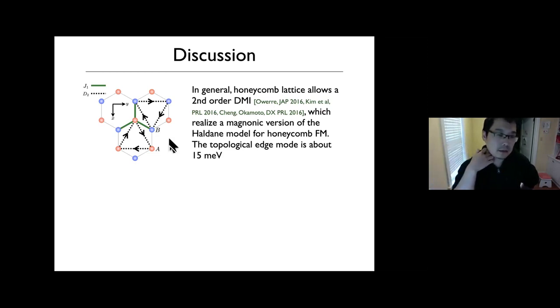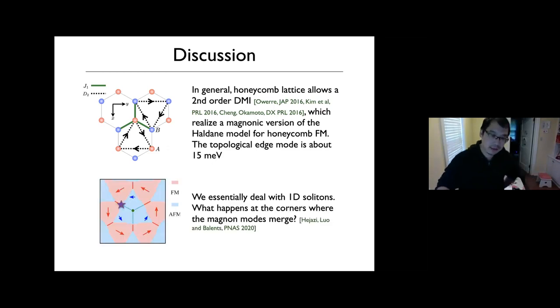Therefore, in this Moiré magnet, between the FM and AFM regions, there should also be a topological edge mode. But one thing I want to point out is that this topological edge mode obviously lives between the acoustic and optical branches of the magnons, which is roughly, I think, about 15 meV, while the 1D magnon channel we were talking about is actually close to zero. So if you think about a thermal transport measurement, the signal would be dominated by those low energy magnon modes.